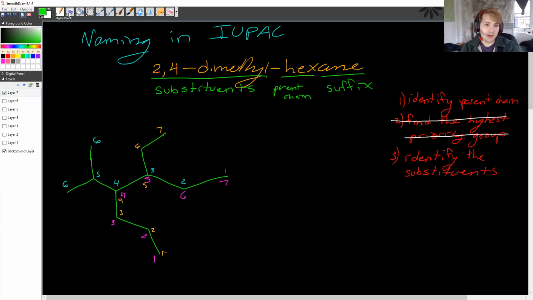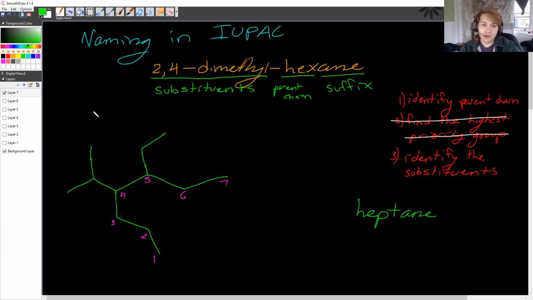Sweet. Let me erase some of these numbers. All right. And so what I want to do is we've identified the parent chain. So we know it's 7 carbons long. And so how do we say 7 in Greek? Hept. And then what's our suffix going to be? It's going to be ANE. So we know that this is going to be a heptane.